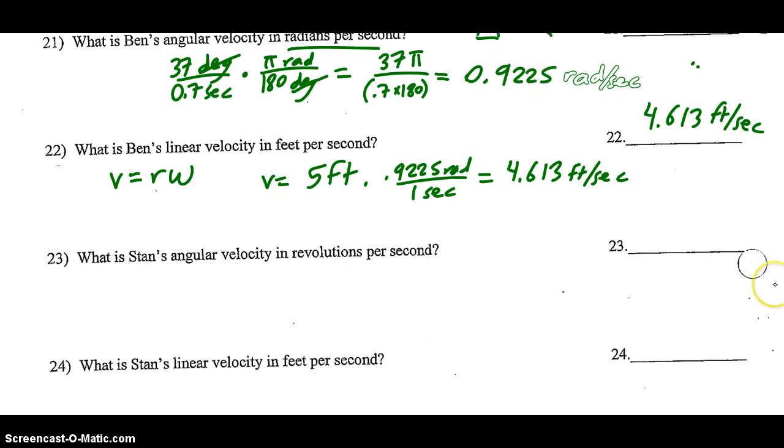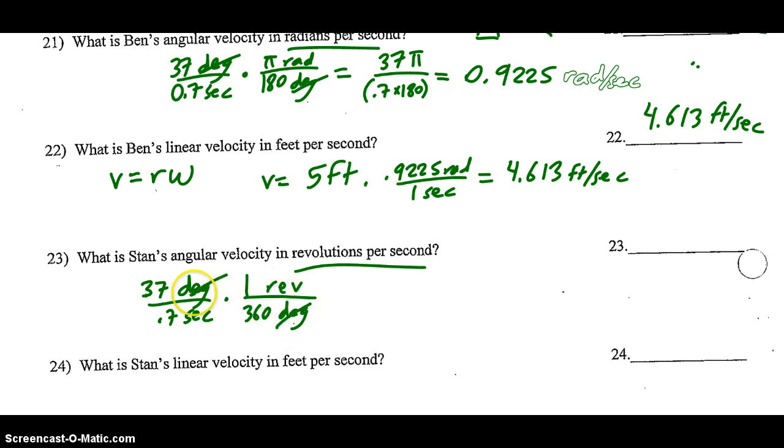All right, what's Sam's angular velocity in revolutions per second? Well, again, remember, they're on the same rotating object, so they have the same angular velocity. So it's still the same 37 degrees in 0.7 seconds, right? And you can go ahead and change this to revolutions per second. How many degrees are in 1 revolution? Well, that's 360 degrees, right? You could, by the way, change the radians one if you wanted to. It's not a big deal. It'll come out the same. So anyway, basically take 37 divided by 0.7 times 360, and you should get a final answer of 0.1468 revolutions per second.